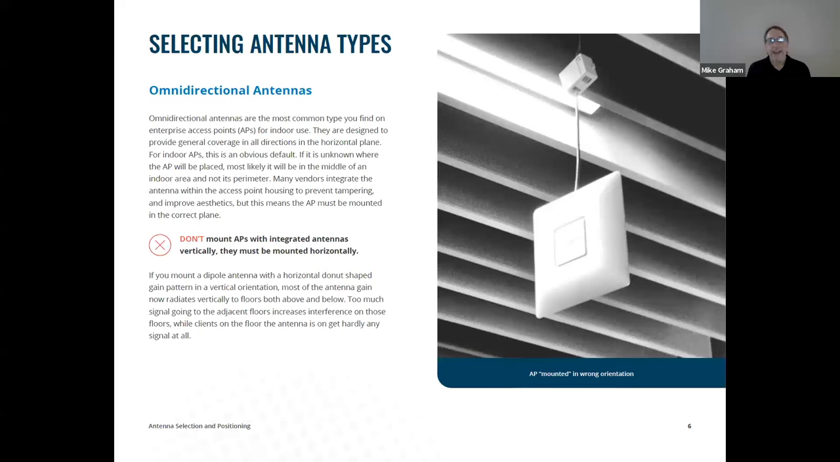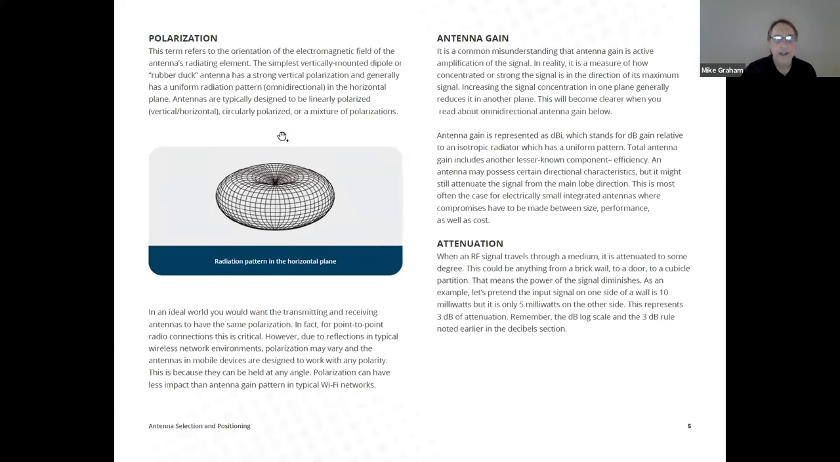Talking about the different antenna types, first up, omnidirectional antennas, and those are just antennas that radiate in all directions. And usually that means all directions in the horizontal plane. So they focus some of the energy that in an isotropic antenna would be going up or down, and focus it to the sides. Typically, those are going to have a donut-shaped pattern, something like this, with the antenna running vertically through the center of that donut.